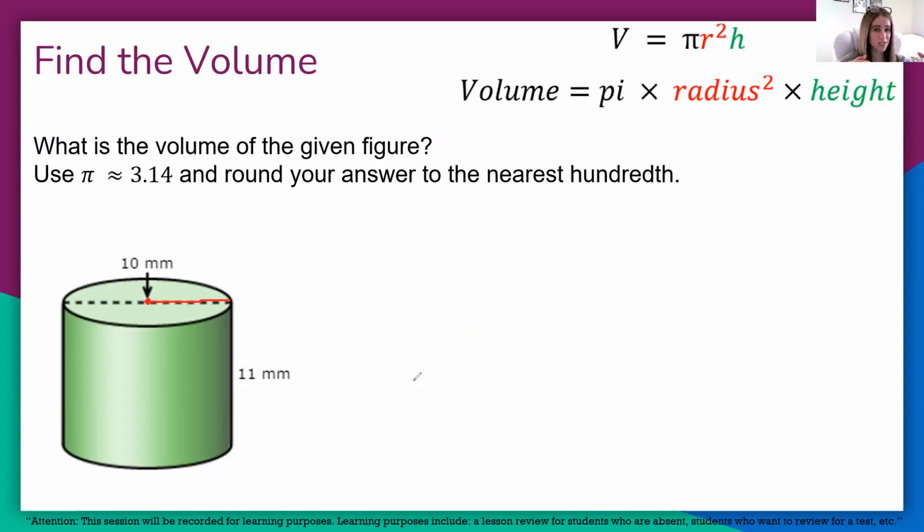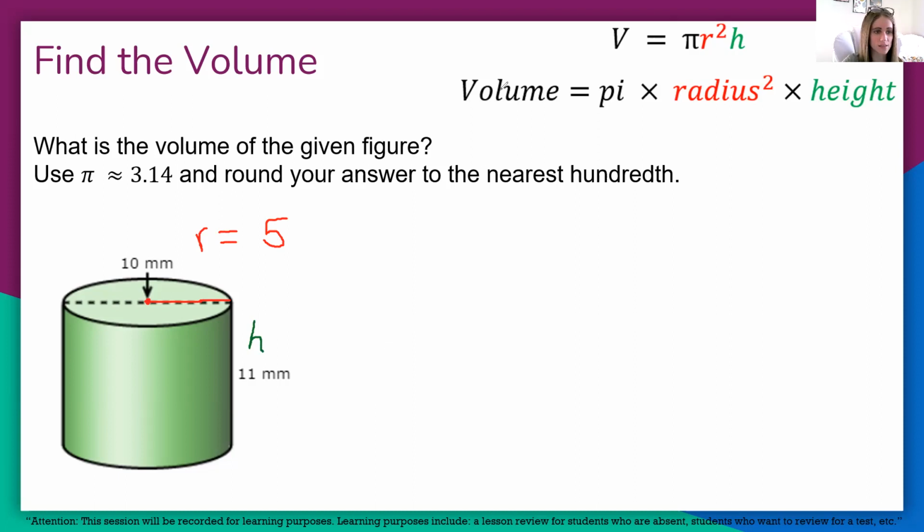If the diameter is 10, what would be the radius? Well, your radius is half the diameter. Therefore, our radius is half of 10, which would be 5. And then our height is simply 11 feet. So sometimes you may have that extra step to take, so always be careful, don't rush. Look at the problem closely to see whether or not they gave you diameter or radius.